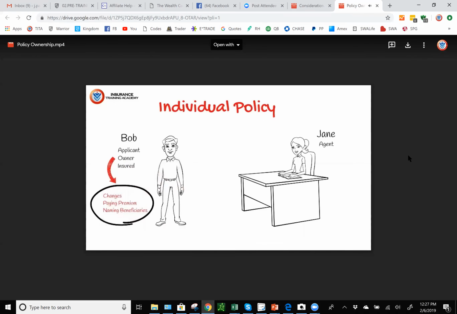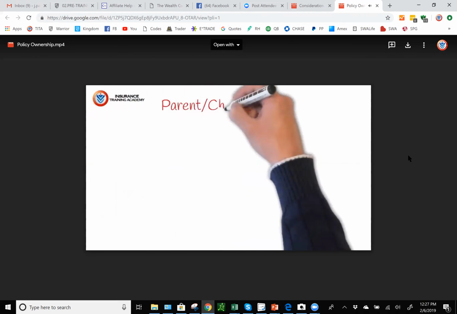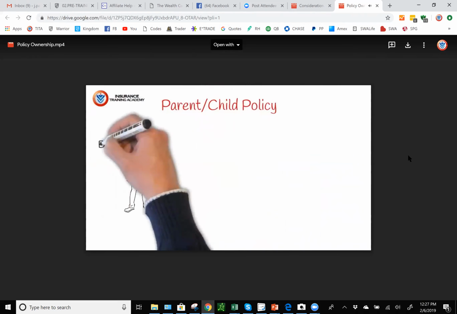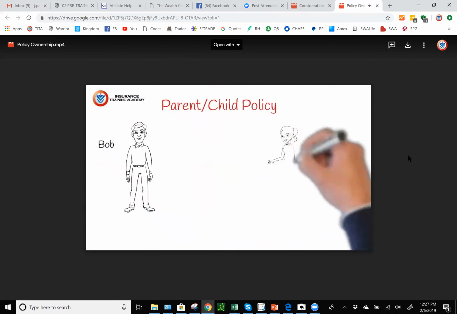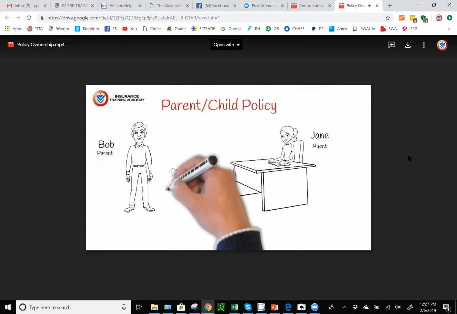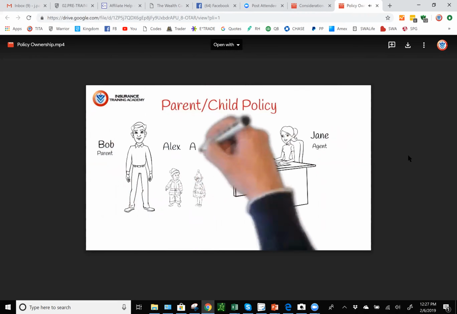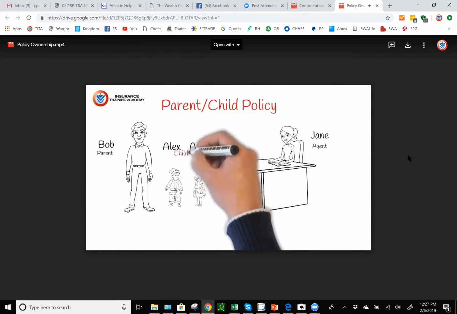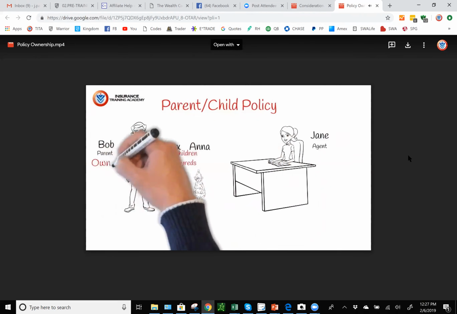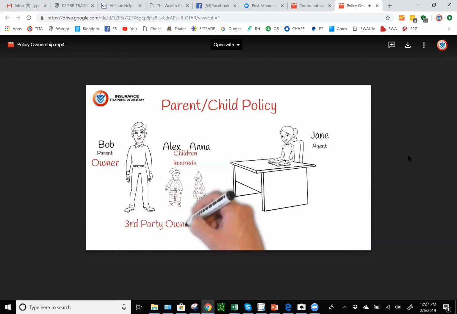Now, let's look at another example where Bob wants to buy a policy on his kids. In this one, Bob, who is the parent, Jane, who is the agent. Bob, as the parent, wants to purchase a policy on his kids. He has 2 kids, Alex and Anna. Now, in this example, Alex and Anna, the children, will be the insureds under the policy. However, Bob, the parent, will be the owner. This is an example of third-party ownership when they are different people.